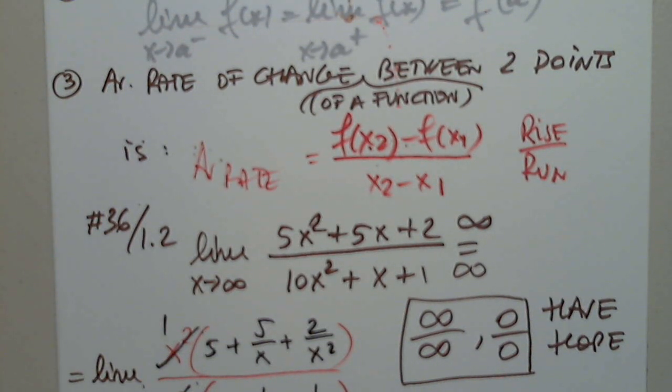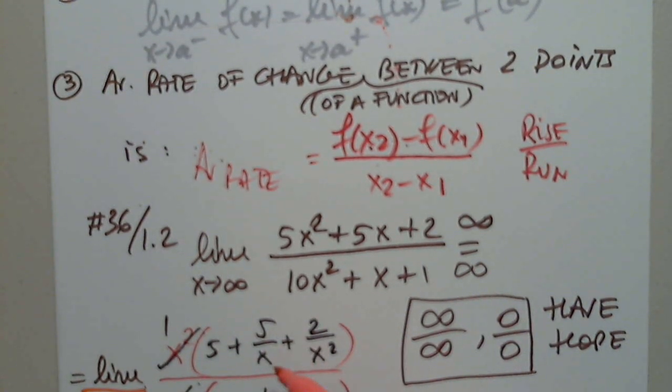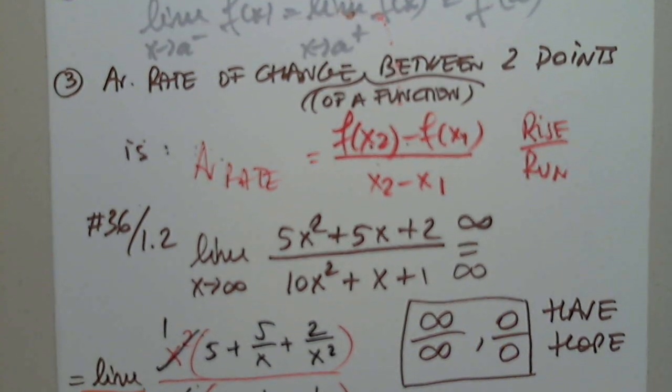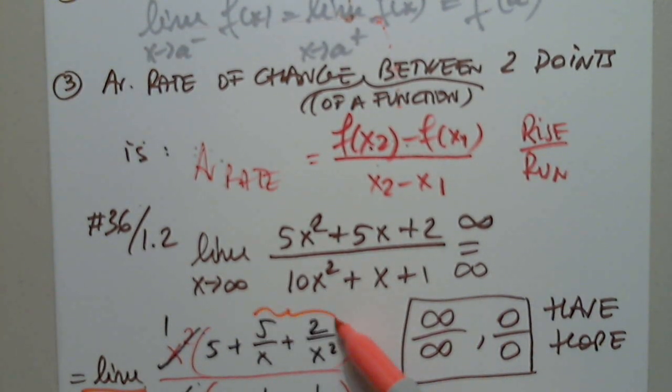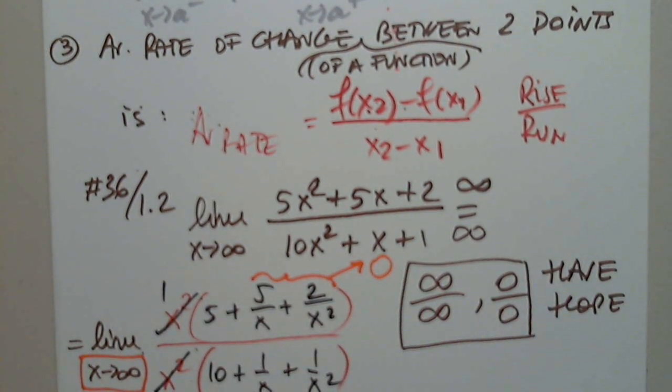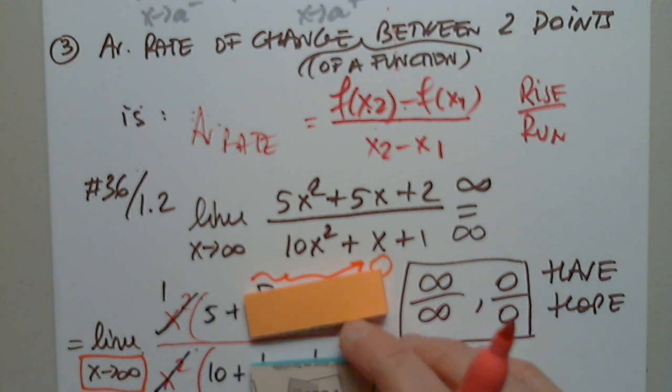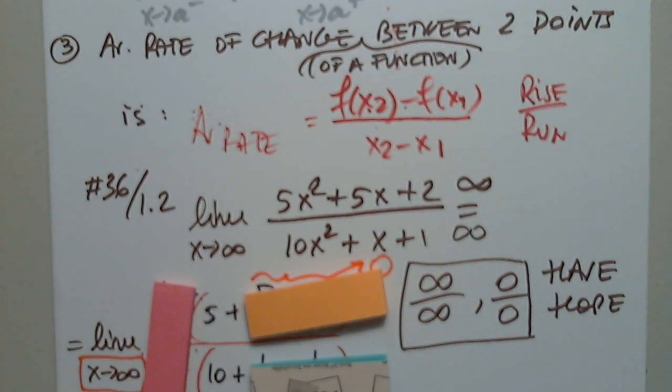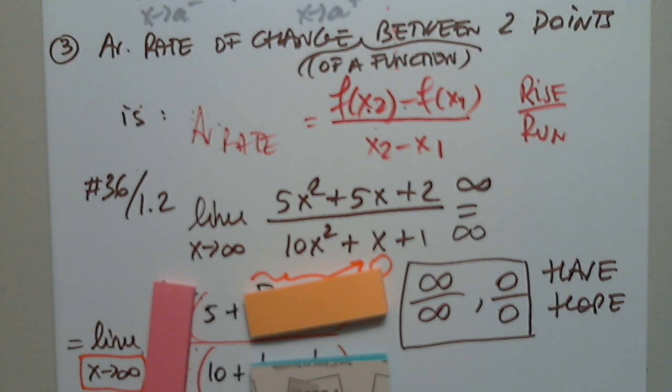And now we have to remember something very important. And what is that? When x approaches infinity, a number over x, or a number over x squared, or a number over x cubed, or a number over x to the 4th, all these will go where? 0. Yes. So since this is 0, and this is 0, and this is gone, what is the limit? 5 over 10, or 1 over 2.